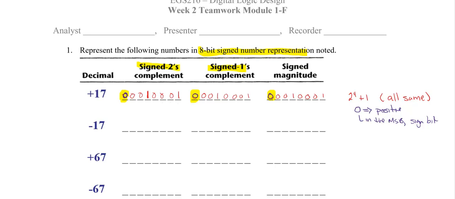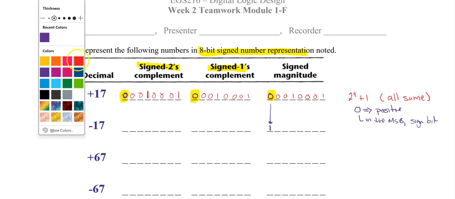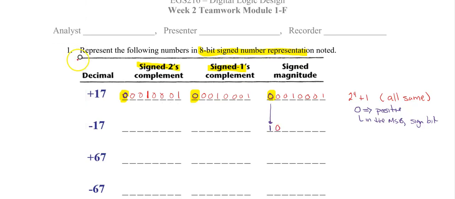So if we want to do negative 17, let's start over here on the right now. In sign magnitude, all we're going to do, instead of using a negative sign, which we can't just do on a computer, right, is convert that bit to a 1, and everything else is going to stay the same. 1, 0, 0, 1, 0, 0, 0, 1.